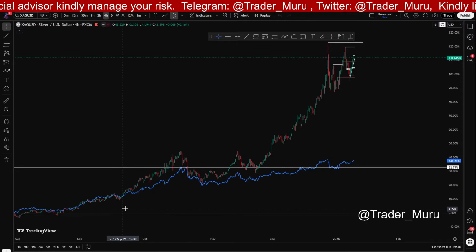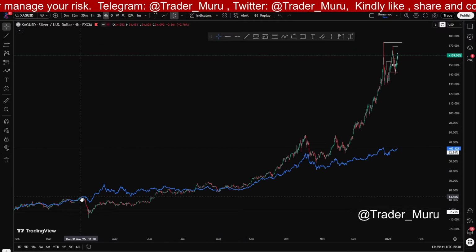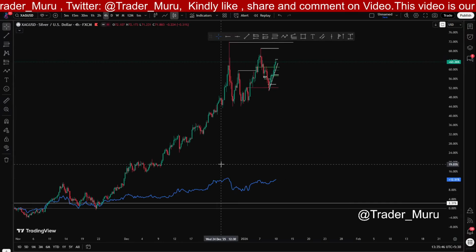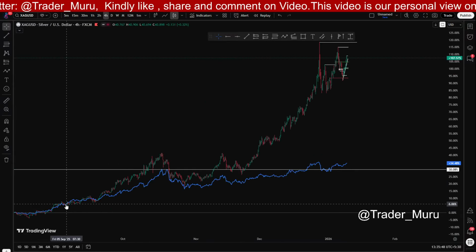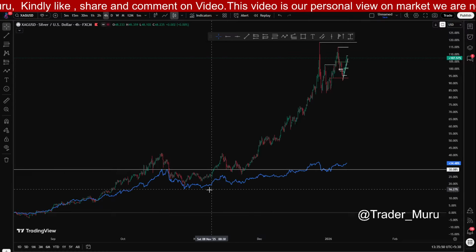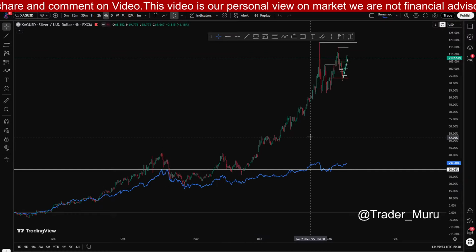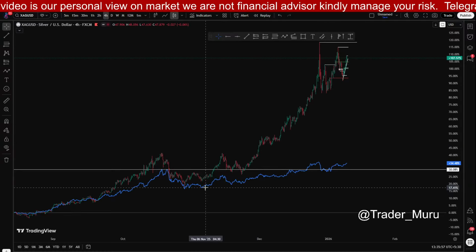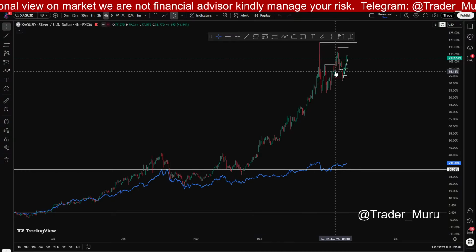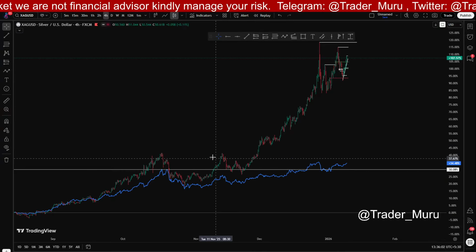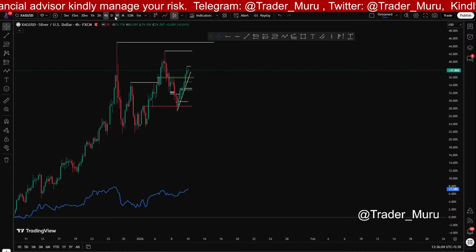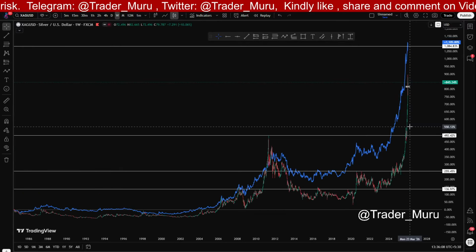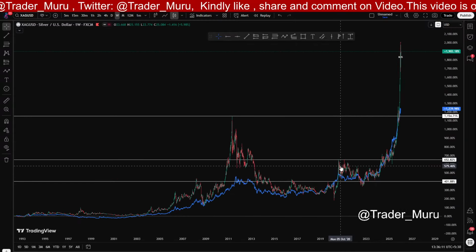See this. They both are running in parallel. Gold rises, silver also rises. Gold is consolidating here and silver is also moving high. This is a peak time for gold and the same for silver here. See this? If you want to compare it, see this. Both charts look very much similar.